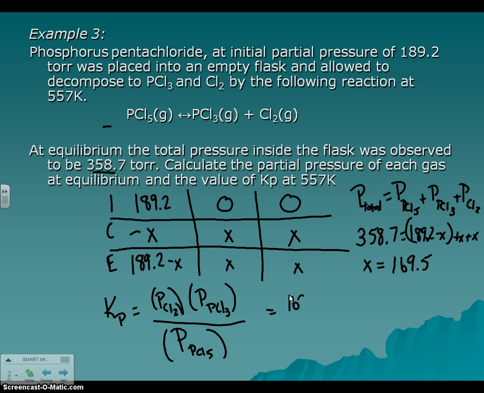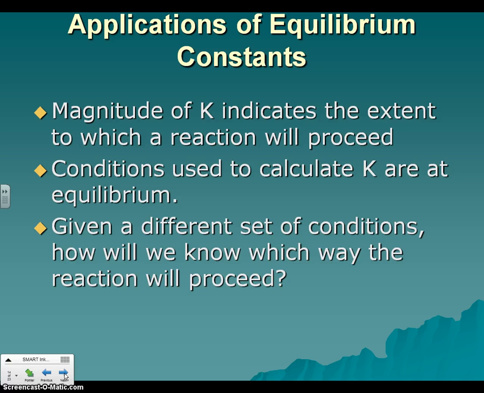So I've got 169.5 times 169.5 divided by 189.2 minus X, which gives me 19.7. So my Kp value for this particular problem is 1,461. A huge value, which tells me this reaction is basically going to go to completion.